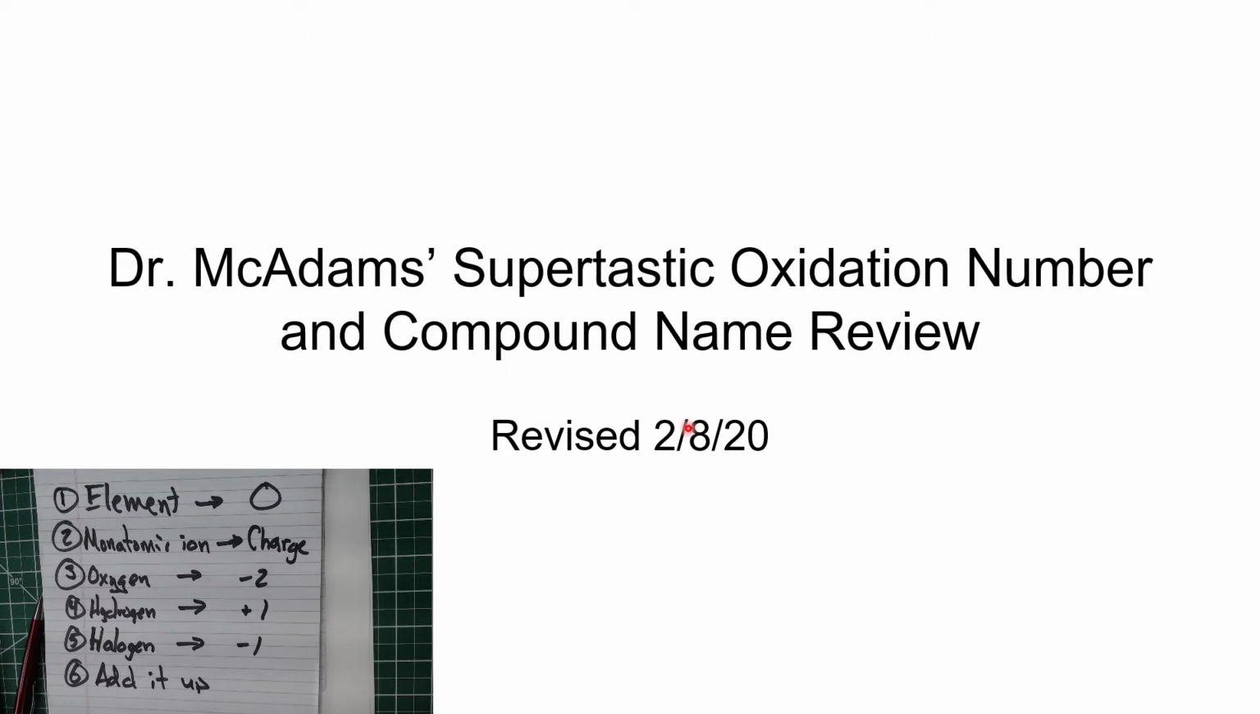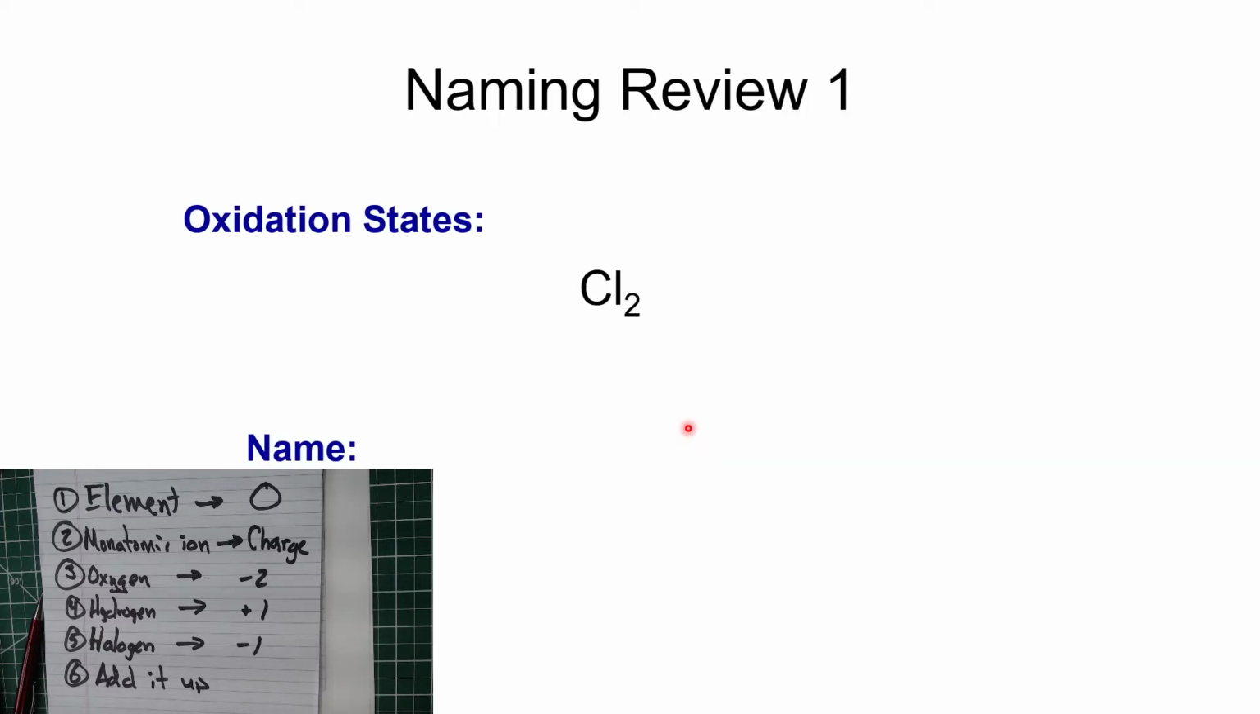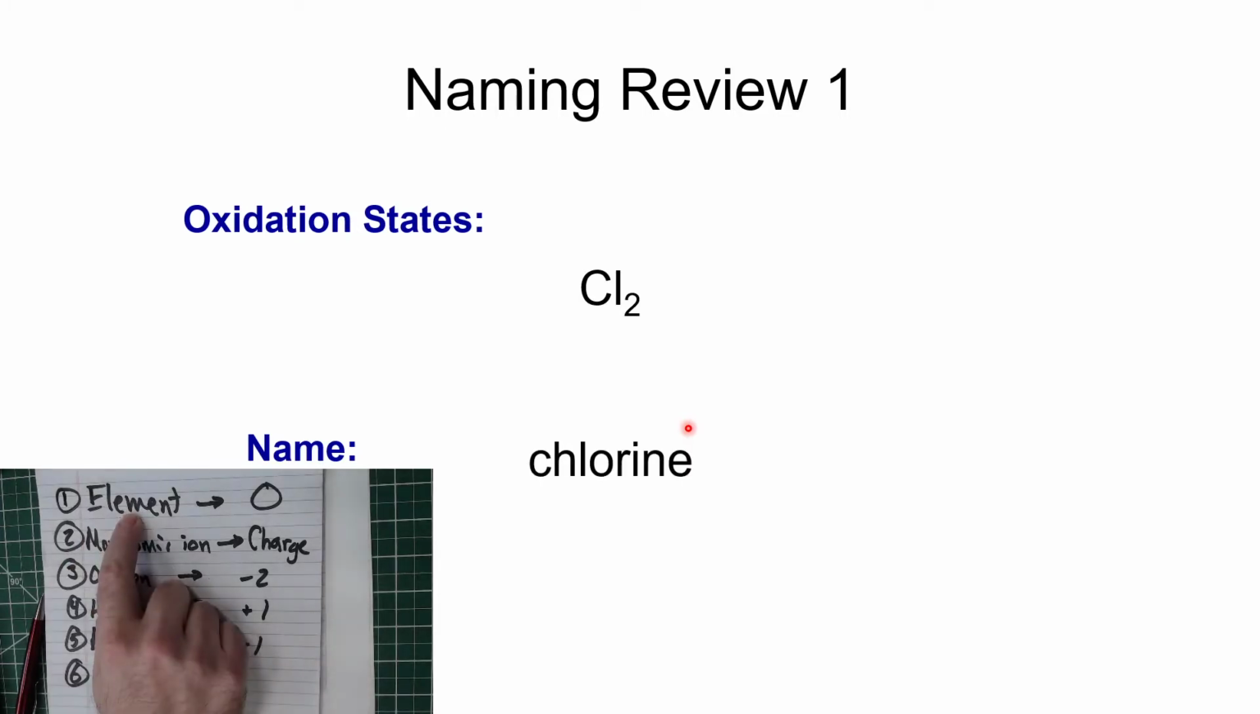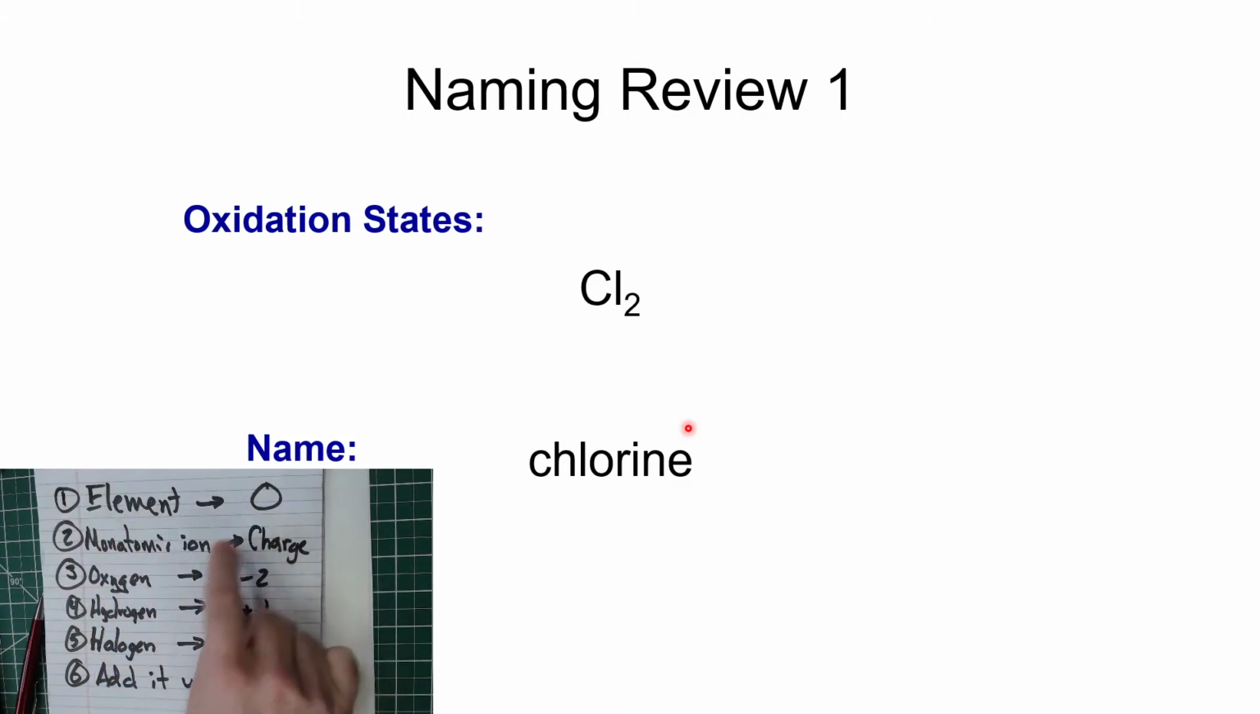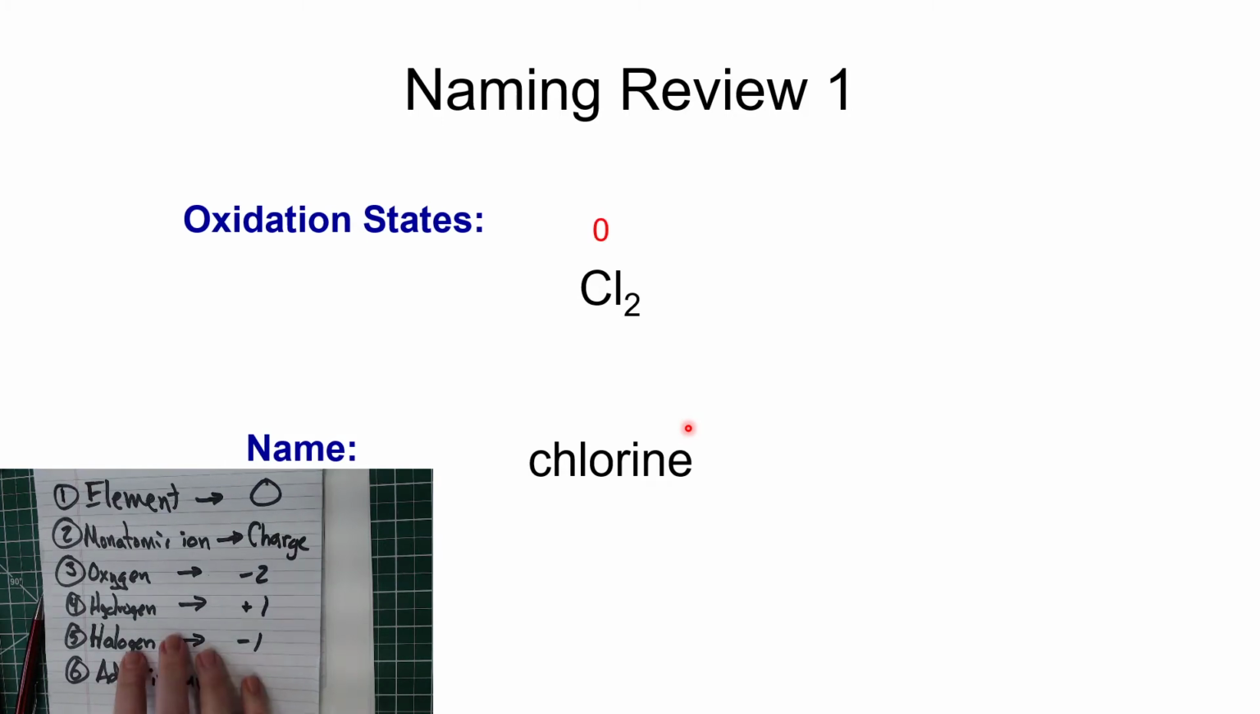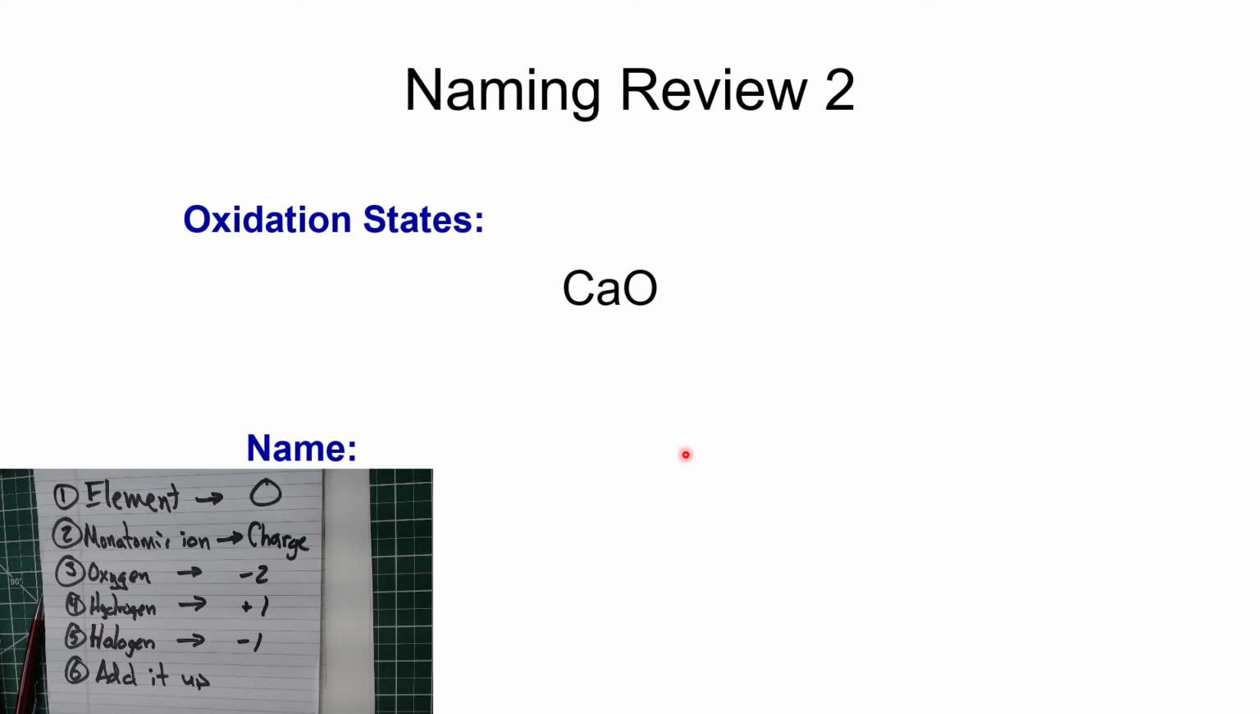All right, so let's do the first one. This, of course, is chlorine. And we ask ourselves the question, is this an element? And the answer is yes, it's an element. That means its oxidation state is 0. That also means we're done with this particular one, right? So anytime you have a neutral element, it has an oxidation state of 0. We don't have to do any more on that one because we've figured it out.